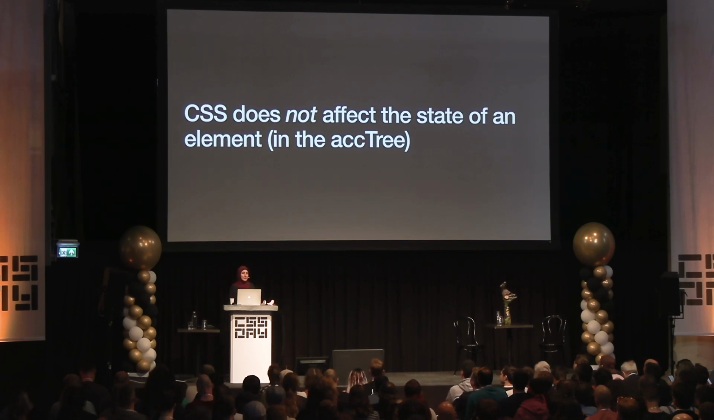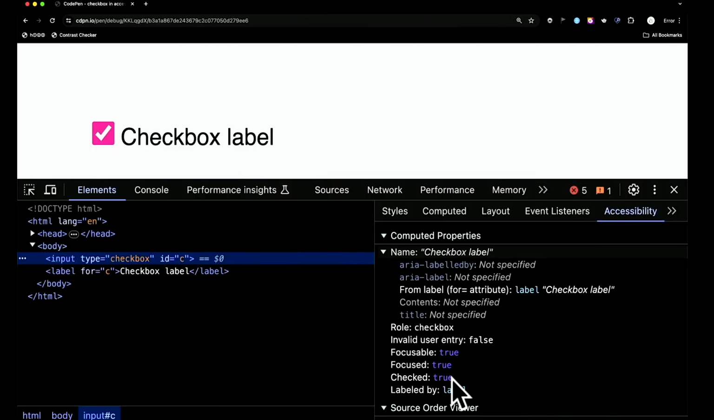Equally important to understanding how CSS affects the accessibility information in the accessibility tree is understanding how CSS does not affect an element's accessibility information. CSS does not affect the semantic state of an element, and this is important. We mentioned earlier in the talk that the browser provides interactive behavior to native interactive controls, and that it updates and exposes the state of these elements when the user interacts with them, so that the user knows and understands the changes that have occurred as a result of their interaction.